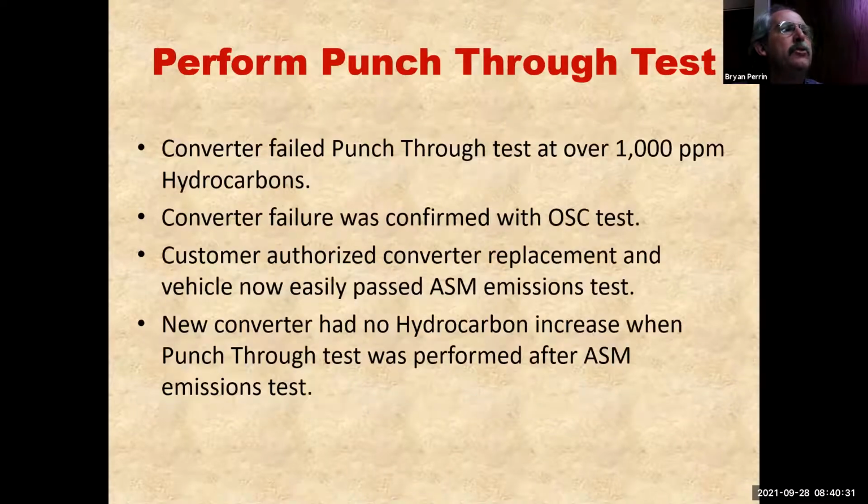So I did a punch through test on it, and I had over 1,000 parts per million in hydrocarbons come out the tailpipe. Clear failure, way over 200. Since this was an OBD2 vehicle, I confirmed the failure by doing an OSC test. The customer authorized a new replacement converter and now easily passed the ASM emission test. The new converter had no hydrocarbon increase when a punch-through test was performed after the ASM emission test.